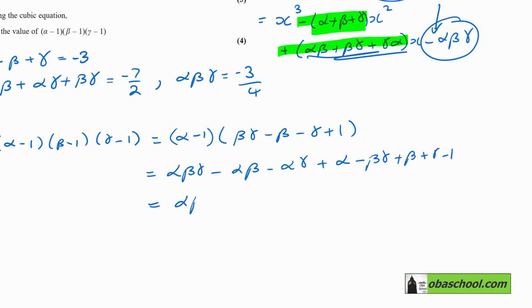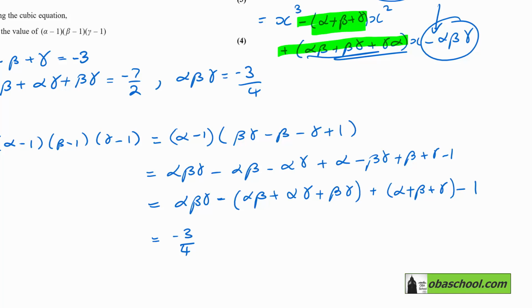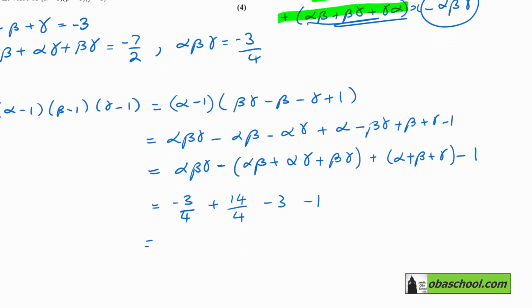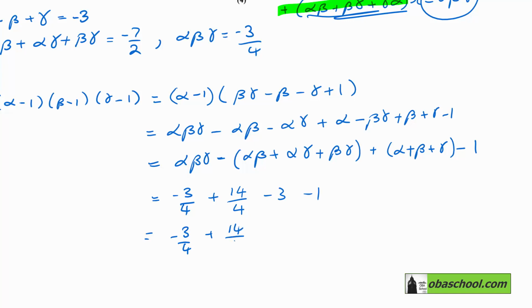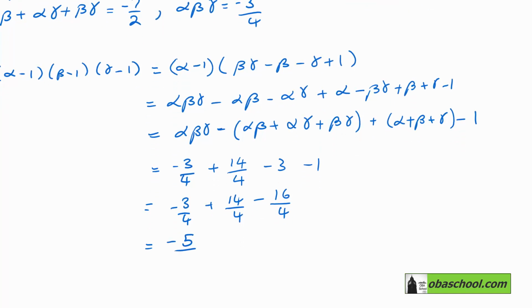So tidying that up, it's alpha beta gamma, take away alpha beta plus alpha gamma plus beta gamma. Then we've got plus alpha plus beta plus gamma, take away 1. And using the values we've already established, that's negative 3 quarters. So take away negative 7 over 2 is plus 7 over 2, which we can write as 14 over 4. And then we know that alpha plus beta plus gamma is negative 3, and then we've got take away 1. So that's negative 3 over 4 plus 14 over 4. This is negative 4, which is negative 16 over 4. And that gives me negative 5 over 4.